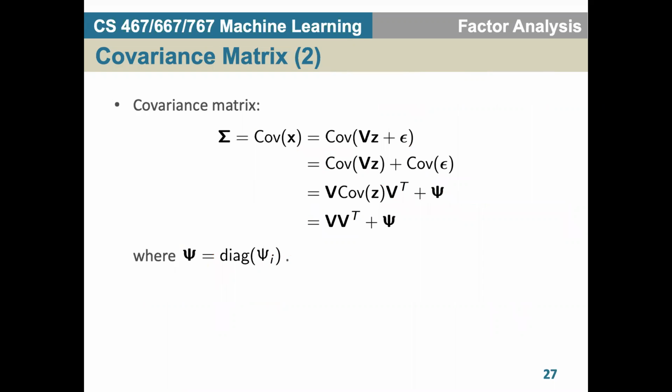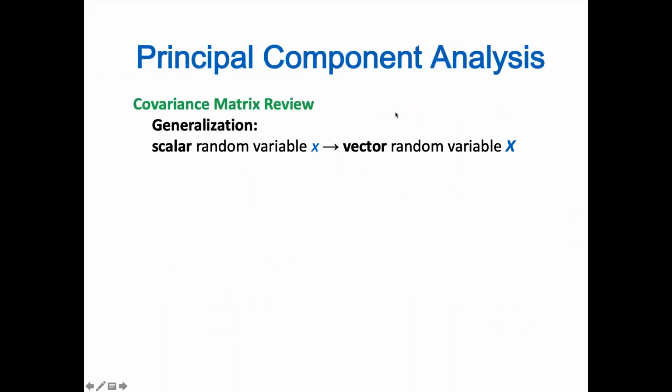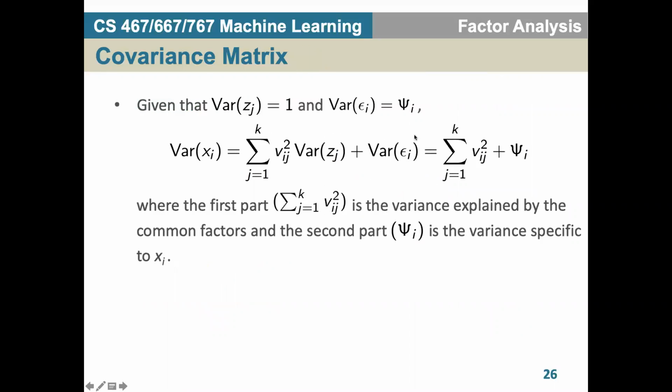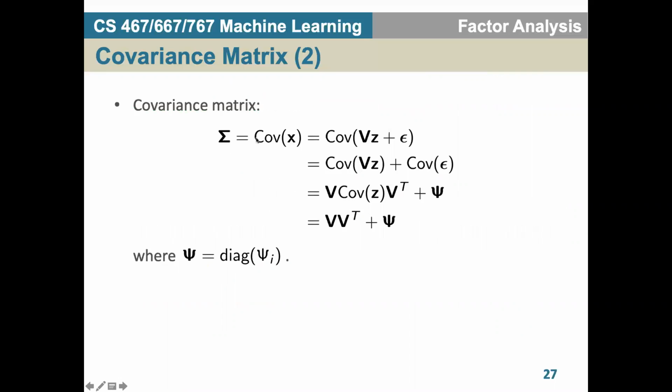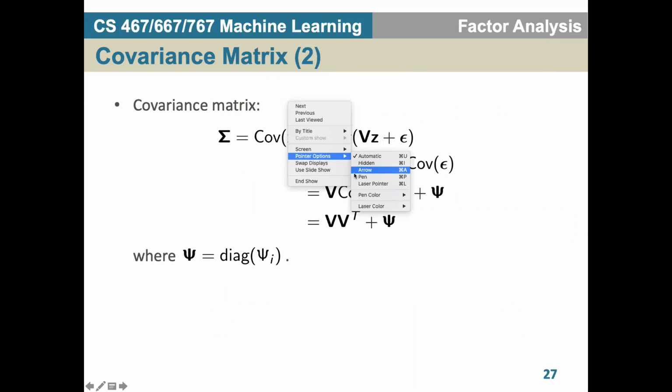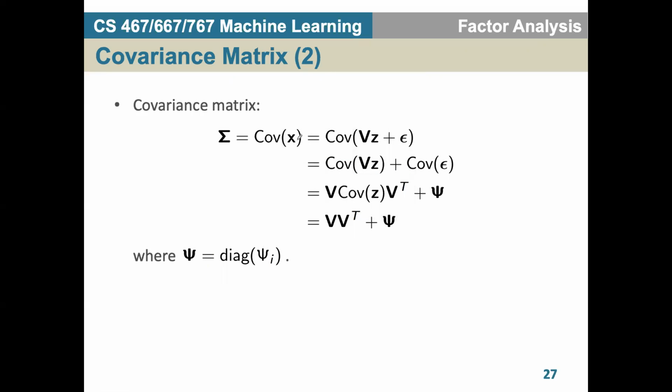Now let's go back to the covariance matrix of X. The covariance matrix of X can be written like this. We are working with the covariance matrix, so X is equal to this because we assume it's centered. Otherwise, you need to subtract the mean.